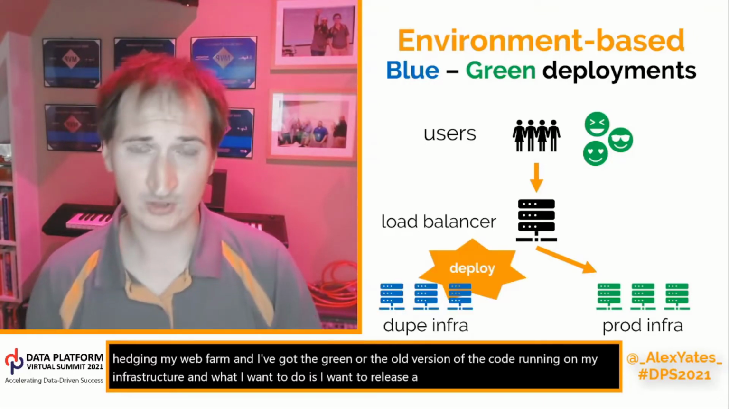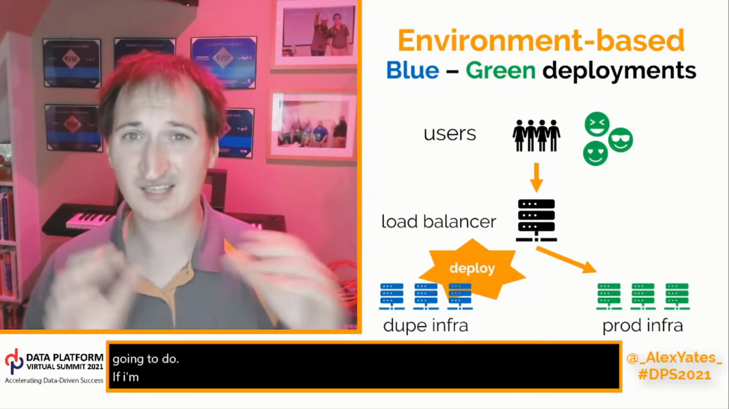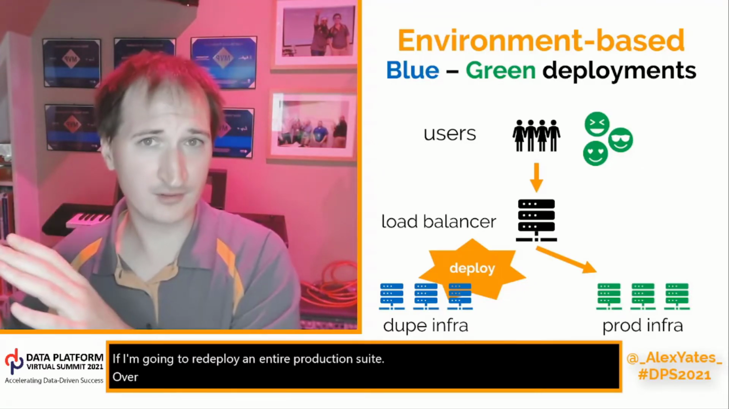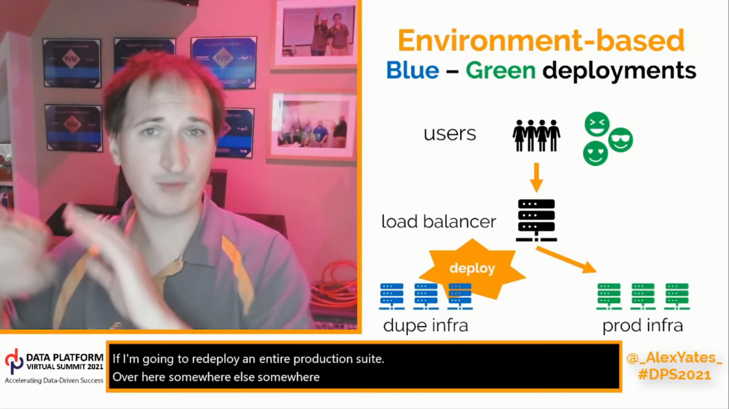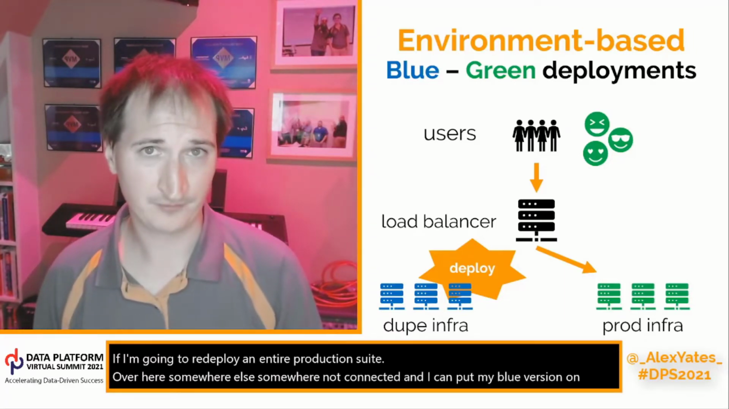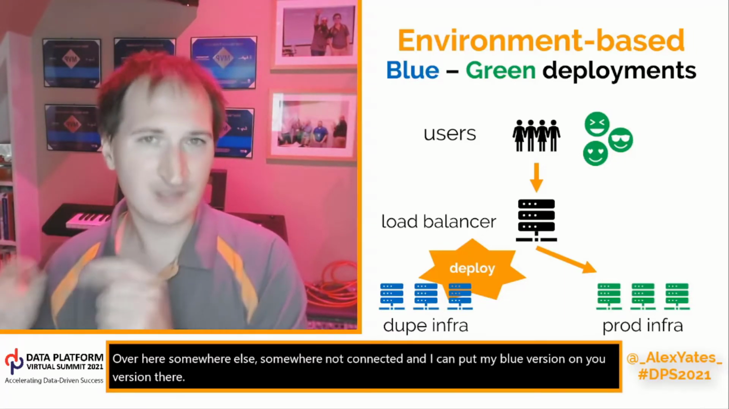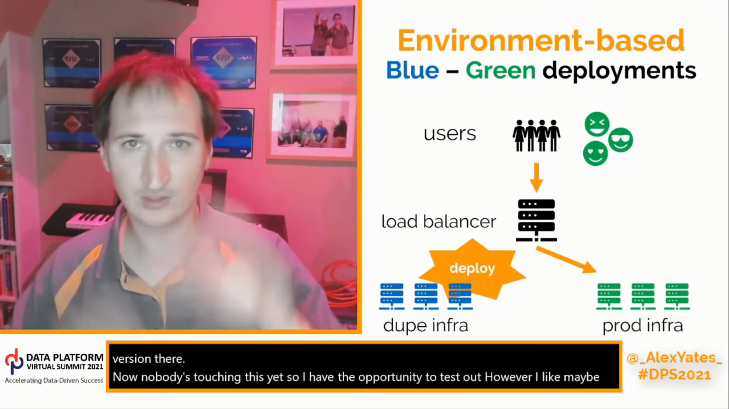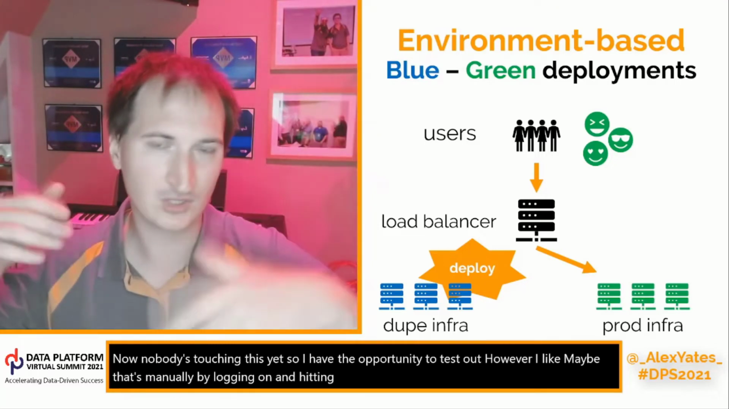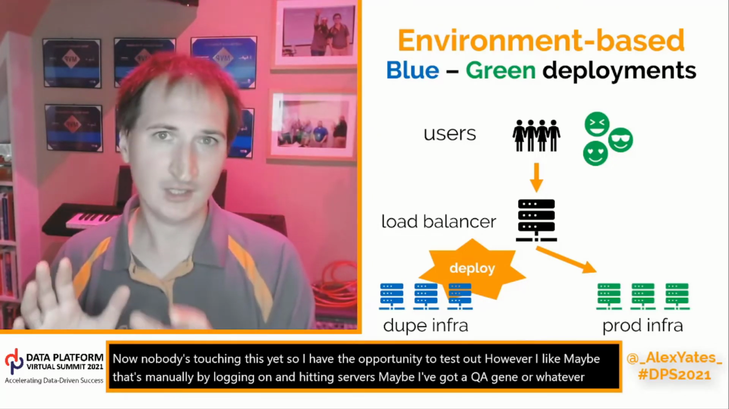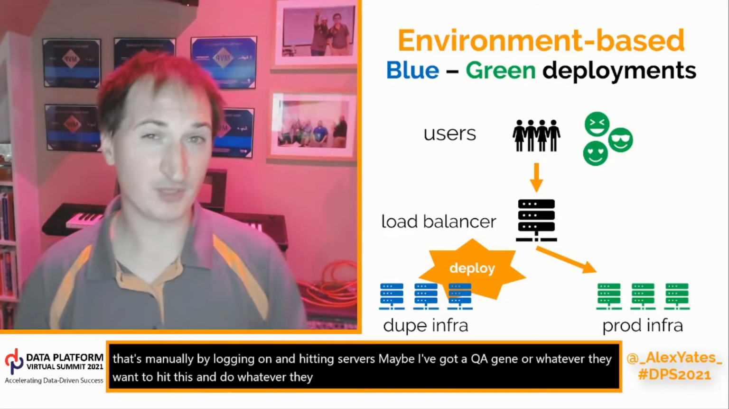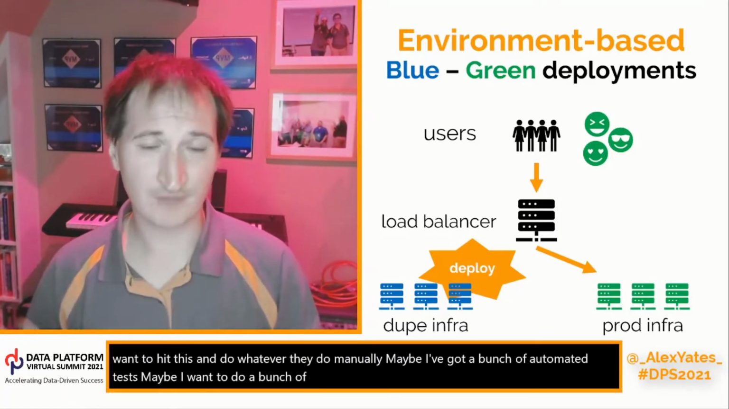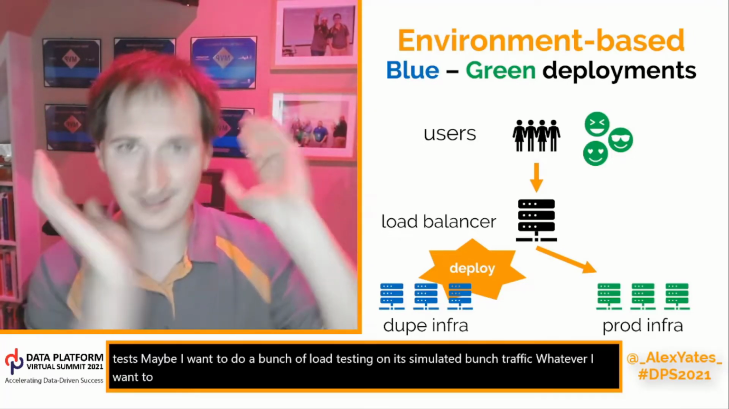The first thing I'm going to do is I'm going to redeploy an entire production suite over here, somewhere else, somewhere not connected, and I'm going to put my blue version or my new version there. Now, nobody's touching this yet, so I have the opportunity to test it however I like. Maybe that's manually by logging on and hitting servers. Maybe I've got a QA team or whatever that want to hit this and do whatever they do manually. Maybe I've got a bunch of automated tests. Maybe I want to do a bunch of load testing on it, simulate a bunch of traffic, whatever I want to do. I'll leave that as a task for the user.